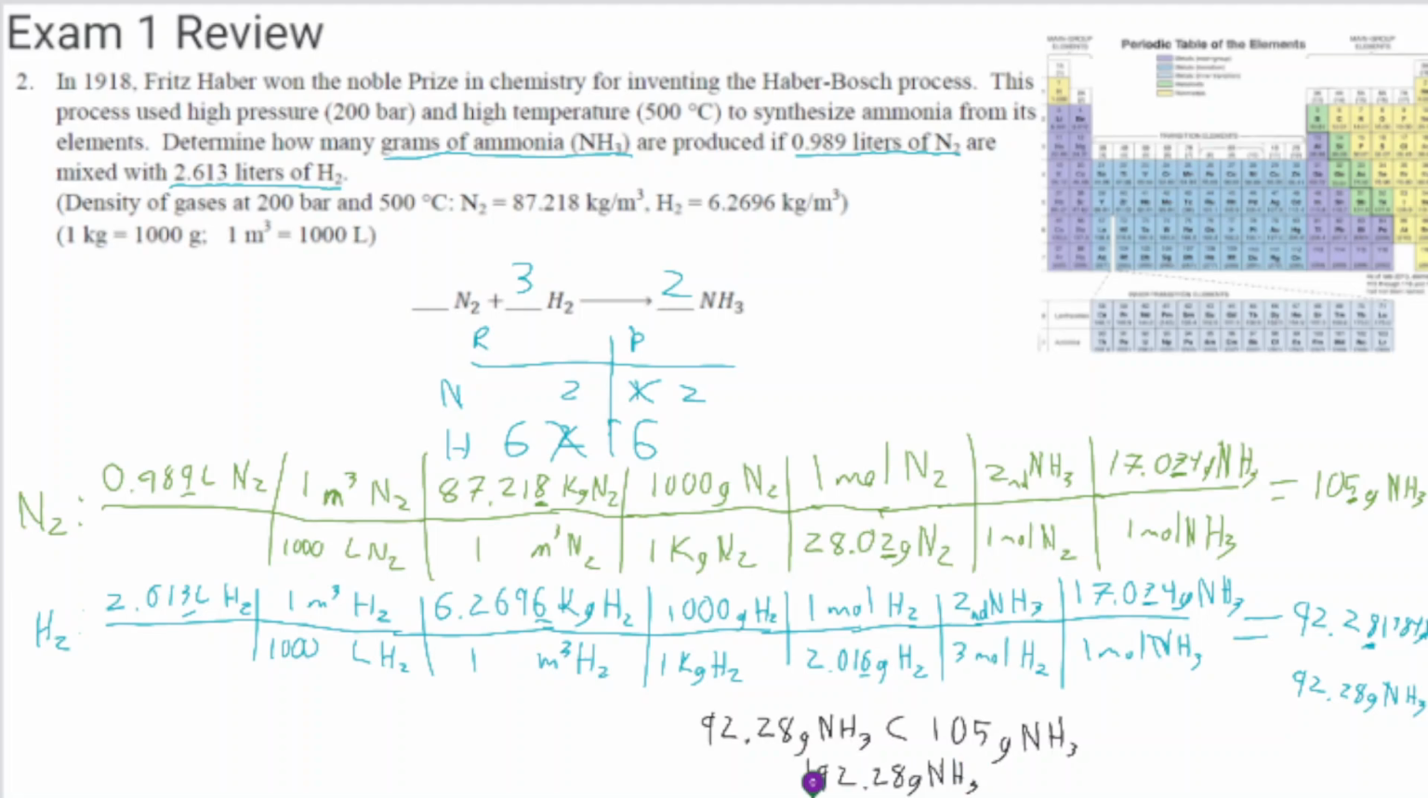And the real reason for all that is, as we're making this, we will eventually run out of hydrogen gas, our H2, after we've made 92.28 grams of NH3. Once we run out of H2, the reaction cannot go on anymore, so we can't go on to make the 105 grams of NH3 coming from the nitrogen, because we ran out of hydrogen. So in this case, we have 92.28 grams of NH3 being produced, and hydrogen is going to be our limiting reactant.